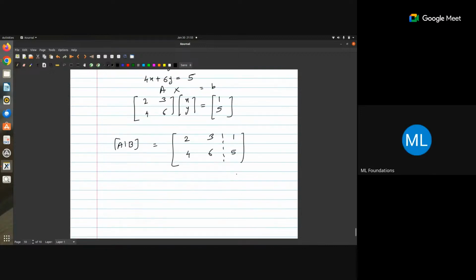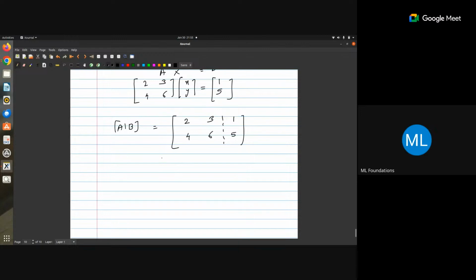Now, if I wanted to solve this augmented matrix, what should I do? First, I have to use the row reduction operations to find out the ranks and solve this. So the first operation is R2 changes to R2 minus 2 times R1. And this will become 2, 3.